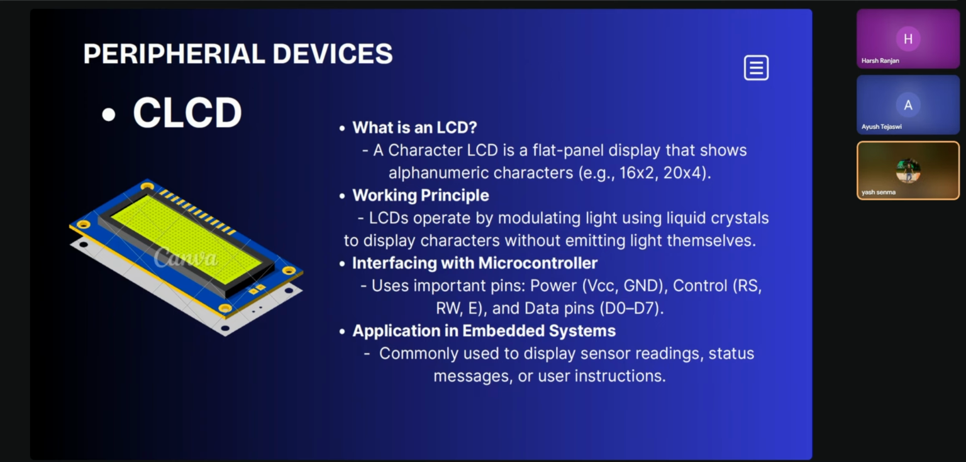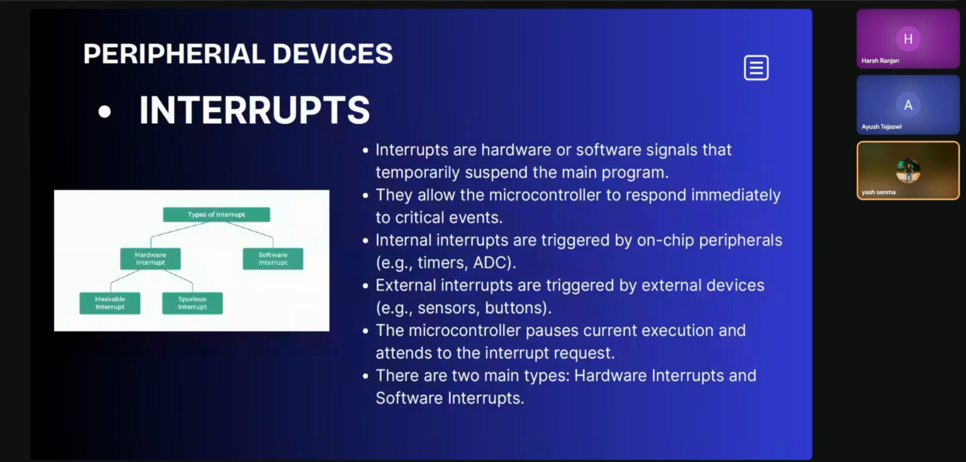For the next slide, we discuss the peripheral device interrupt. Interrupts allow us to break the normal execution flow to handle urgent events. The types we use: external interrupt for user input like start, stop, and wire push buttons, and internal interrupt for timer overflow and other events. This structure enables non-blocking behavior.